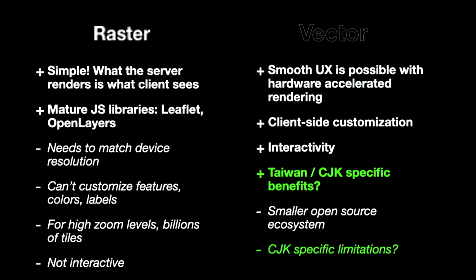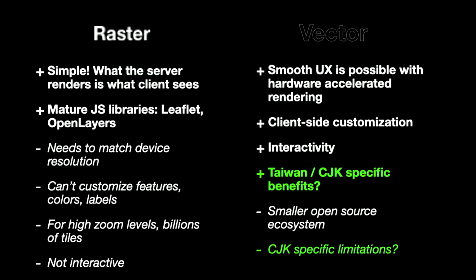So here's a very broad rundown of the pros and cons, raster versus vector. Raster is simple. It has a decade of tooling behind it, but there can be lots of tiles. You can't customize it once it's been rendered, and it can be blurry. Vector tiles can be completely interactive, but there is a smaller open source ecosystem. And what I want to talk about in particular today is what is specific to Taiwan, or CJK, as in Chinese, Japanese, and Korean languages, that might be interesting about vector tiles.